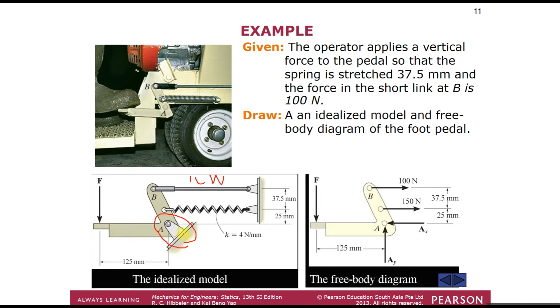As you can see, at point A the support does not restrict rotational movement. It only restricts positional movement. That's why you only draw the AX and AY reactive forces.